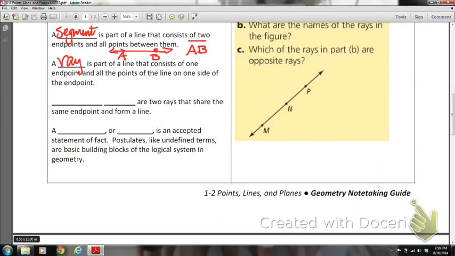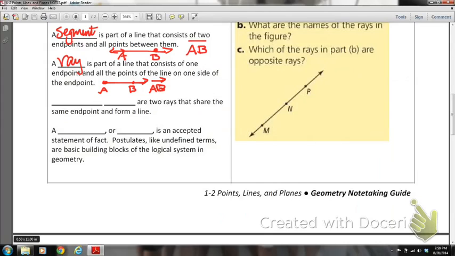A ray is part of a line that consists of one endpoint and all the points of the line on one side of the endpoint. So let's look at this ray. We'll draw an example. This we will call ray AB. So the endpoint always goes first, and then the ray notation is just a segment with an arrow on one side.